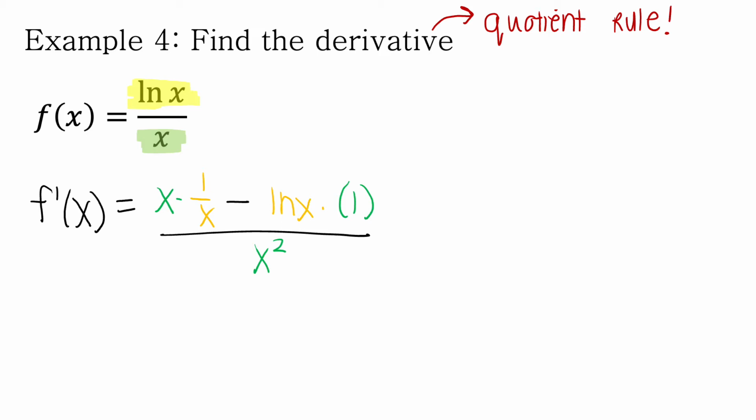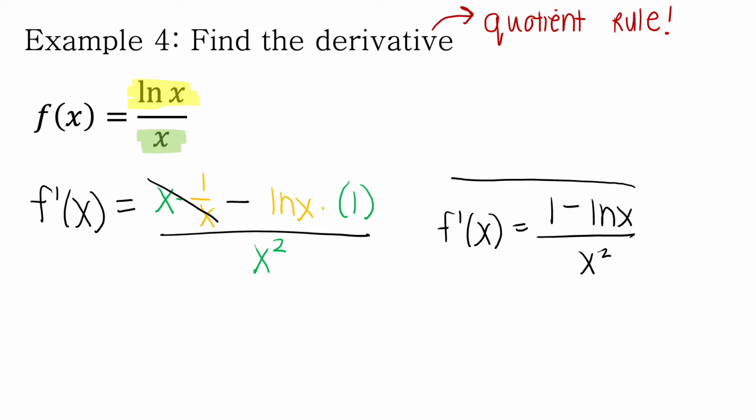So big TBT to the quotient rule. Again, if you forgot it, it should be on your formula sheet. From there, we just want to simplify whatever we can. So just like in number 3, we have x times 1 over x, so our x's cancel. So we are just left with our derivative f prime of x is equal to 1 minus the natural log of x all over x squared.